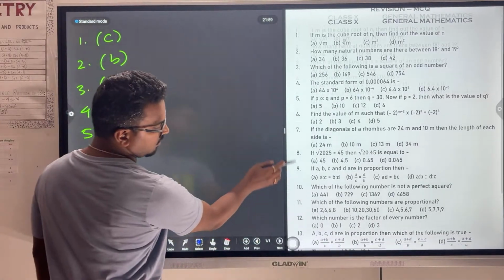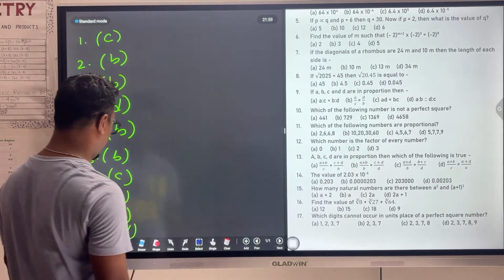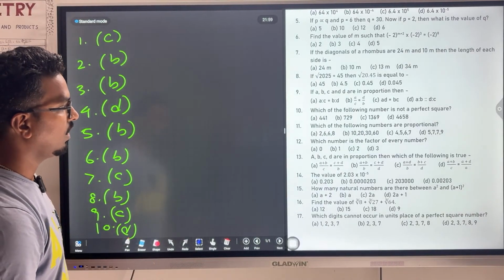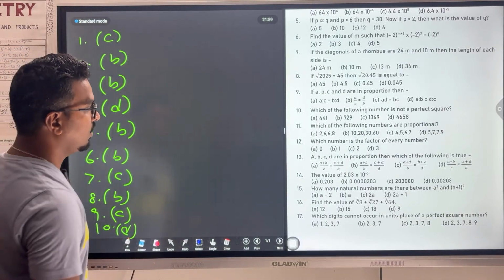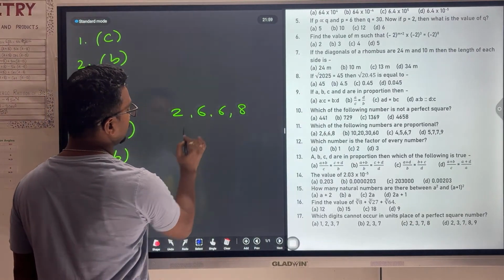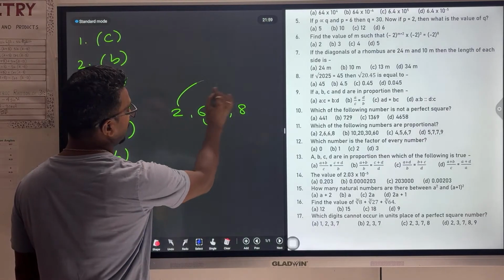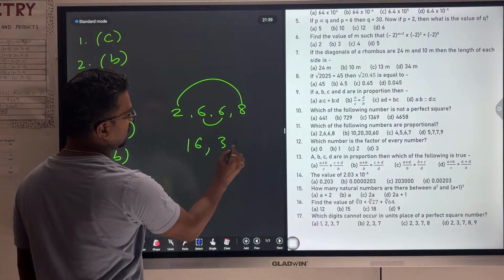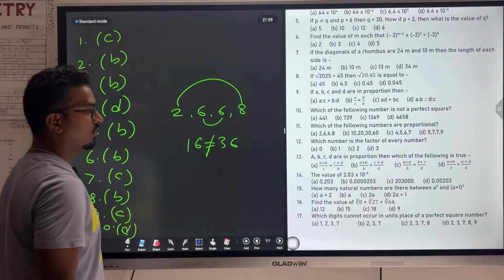Next question number 11. What is given in question number 11? Which of the following numbers are proportional? If numbers are given, look at the first one: 6, 6, 8. What will you do here? First you multiply this and you multiply this. 8 2s are 16, 6 6s are 36. They are not equal. Okay.